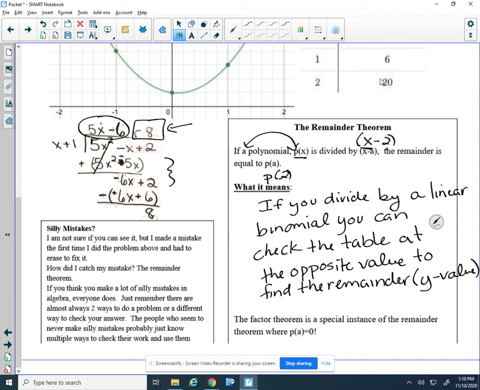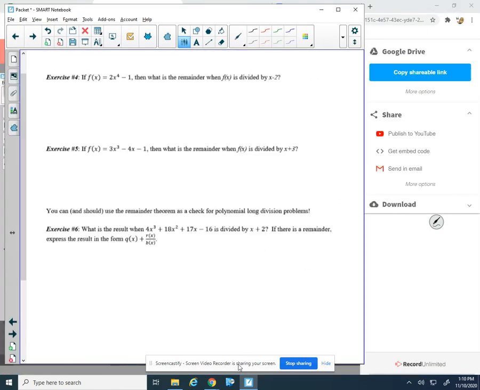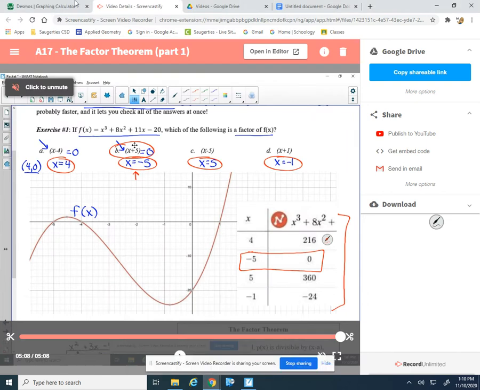So now the factor theorem is a special instance of the remainder theorem, but we're specifically looking for 0, not some other number. So we have a couple practice ones, and we'll bring up the calculator and look at those. So my next one, the next page, says 2x to the 4th minus 1 is f of x. What's the remainder when it's divided by x minus 2? So we'll look at that Desmos calculator.